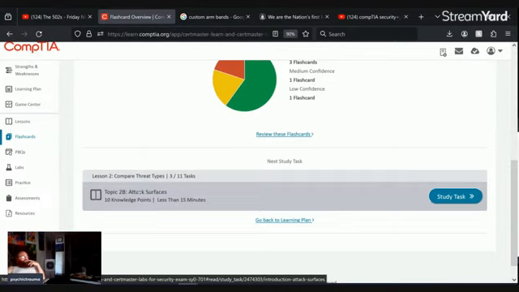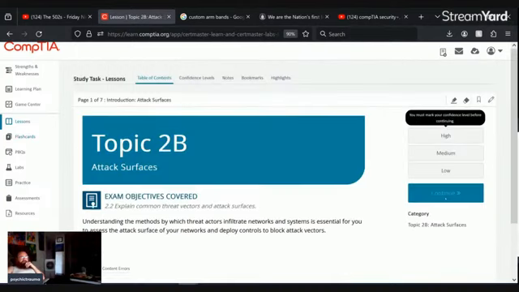Alrighty. Topic 2B, attack surfaces. 10 knowledge points. Compare threat types. 2B, attack surfaces. Study task. Topic 2B, attack surfaces. Exam objectives cover 2.2, explain common threat vectors and attack surfaces.